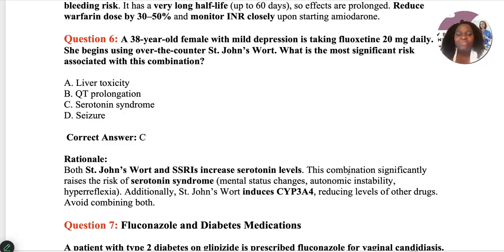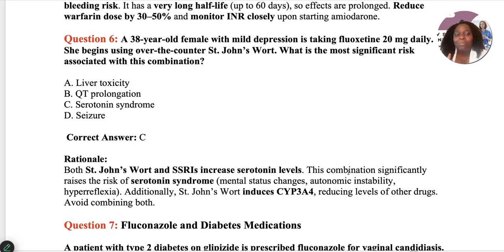We're now going to go to question number 6. A 38-year-old female with mild depression is taking fluoxetine 20 mg daily. She begins using over-the-counter St. John's wort. What is the most significant risk associated with this combination? A. Liver toxicity. B. QT prolongation. C. Serotonin syndrome. D. Seizures. We know this is going to be serotonin syndrome.